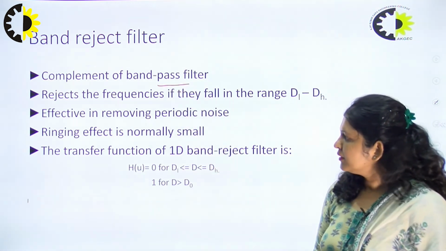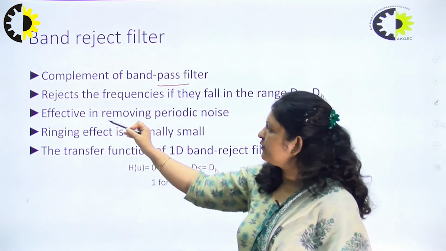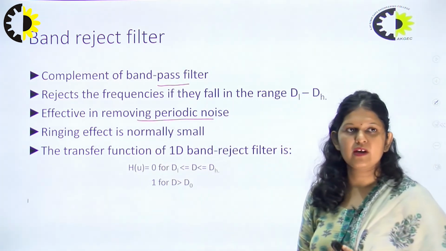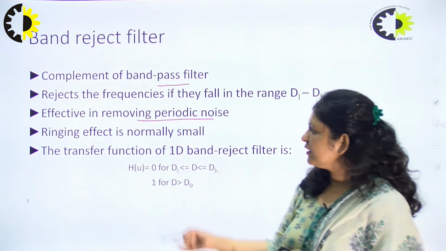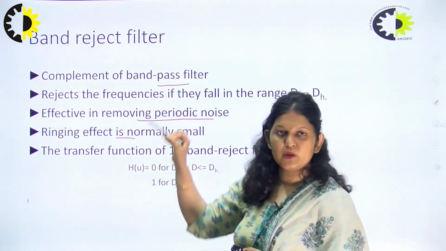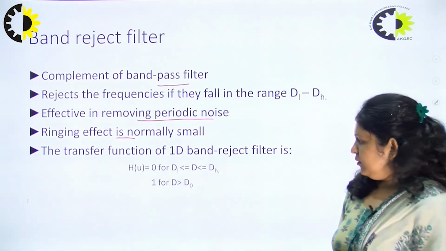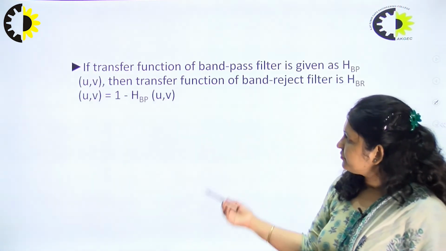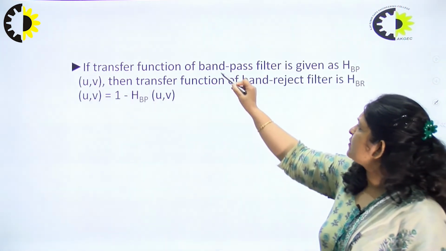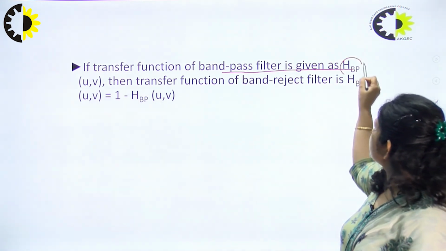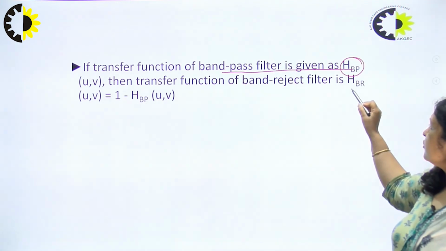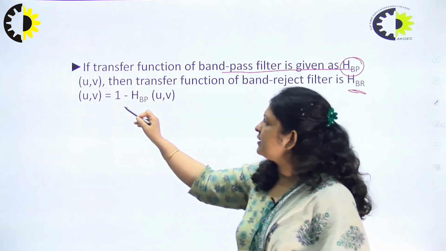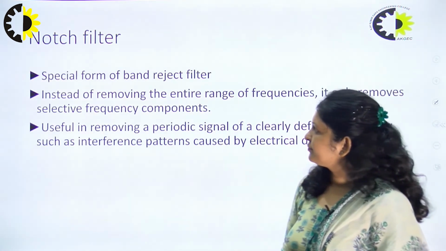Here, to remove periodic noise, we can go for the band reject filters. The ringing effect is normally smaller in this particular case. So simply, if the band pass filter value is given by h of BP, the band reject filter value would be given by h of BR, which is 1 minus h of BP.